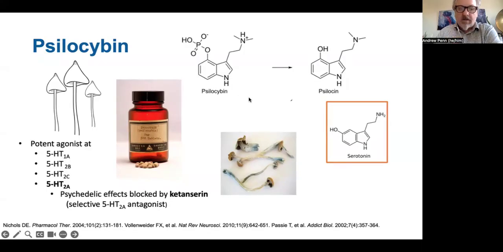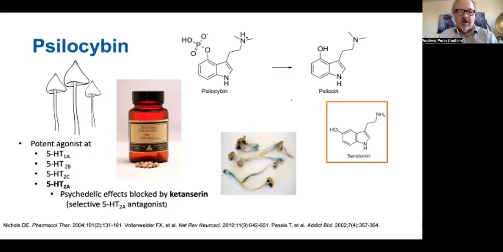Hey everyone. So this is kind of a deeper dive for those of you who wanted to know more about the mechanism of action, particularly of psilocybin. We were able to talk a little bit about MDMA yesterday in the context of PTSD. So I just want to take a little deeper dive into psilocybin.